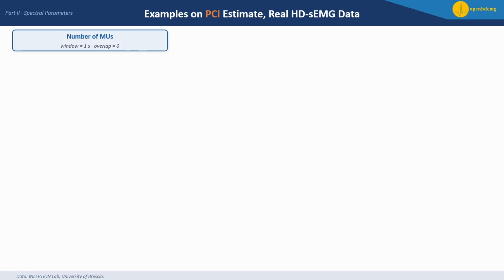Okay, again, with the number of motor units, 1 second window duration, 0 overlap, we start and we estimate our PCI for 3 frequency bands of the delta, alpha, and beta with 8 motor units per each CST. And here you can see we have a kind of an estimate, but with a very sharp, steep slope and not a very good estimate of the PCI index.